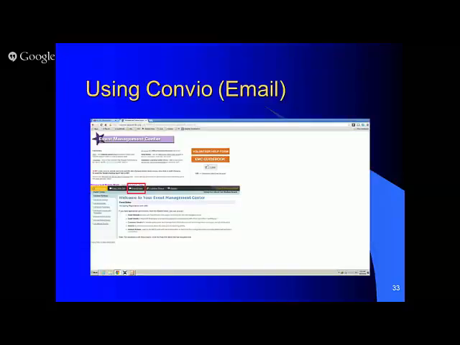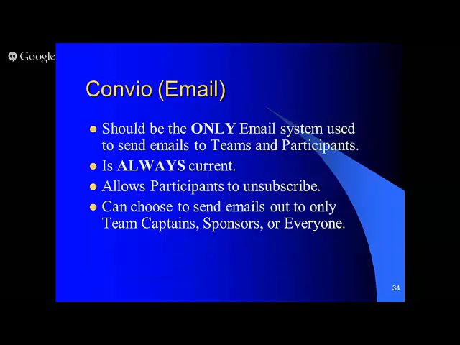Okay, back to the main site. The event management center is going to have a link at the top that says event emails. If you want to send an email, click event emails. This should be in bold, because event chairs, people leads, and everybody else don't like using this. They don't want to get trained on it. They don't want to use it, period. It should be the only email system used to send emails to teams or participants.